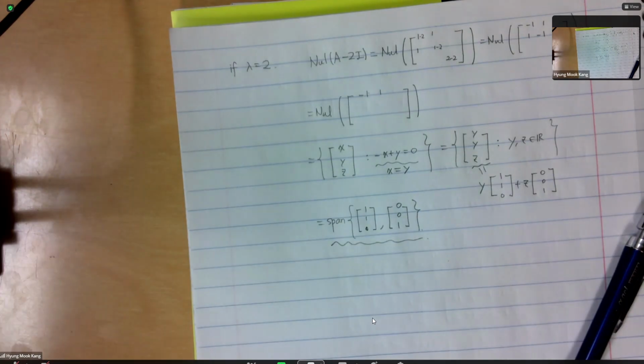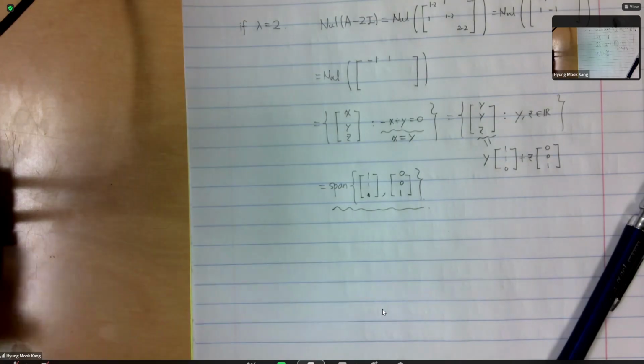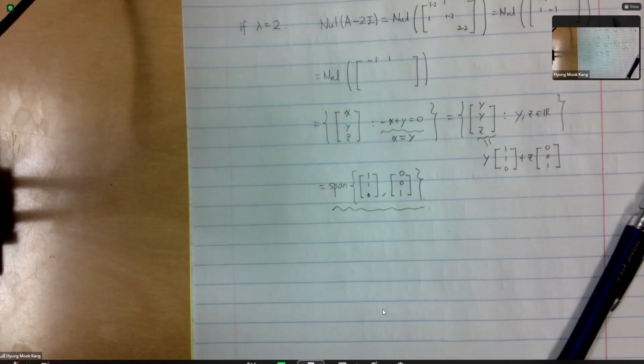Now this is very important. Is this matrix diagonalizable or not diagonalizable? It's very important. Is it diagonalizable or not?